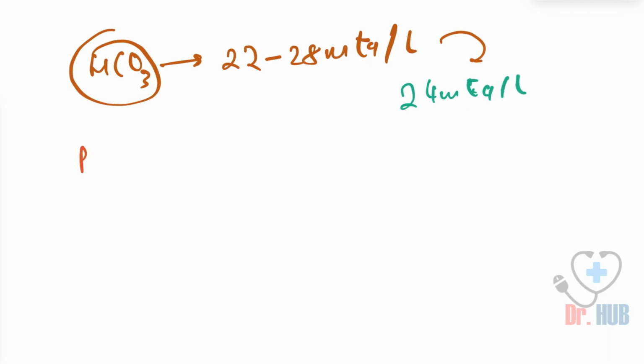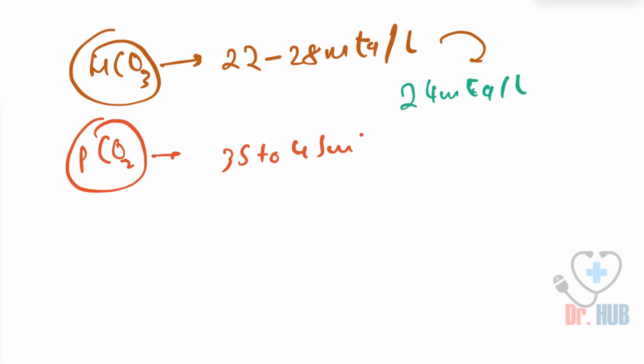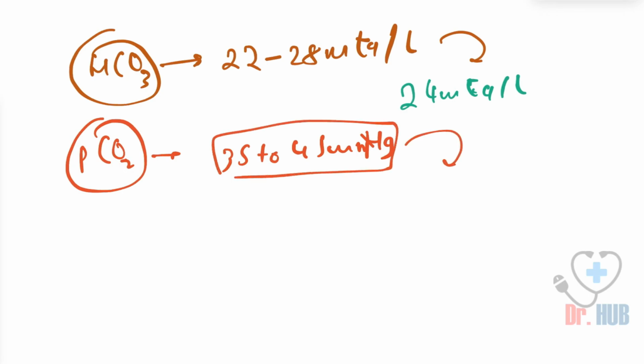Next we look at the PCO2. So what about the PCO2? It is nothing but normal range is 35 to 45 mmHg. So it's 35 to 45 mmHg, and the optimal value here is nothing but 40 mmHg.